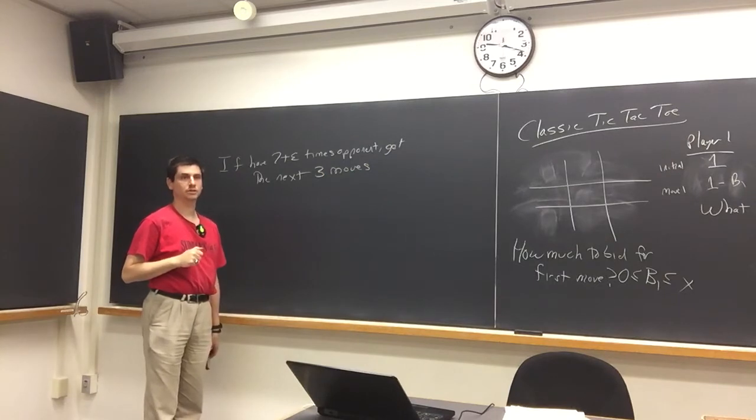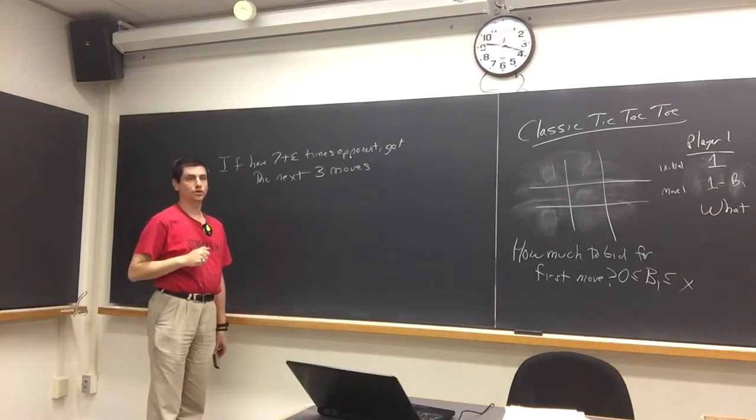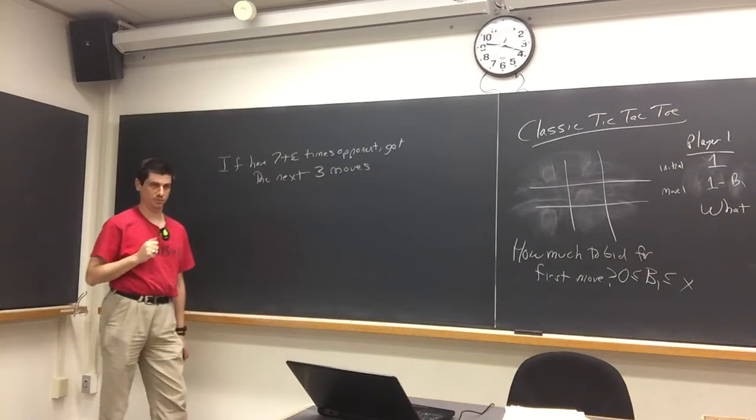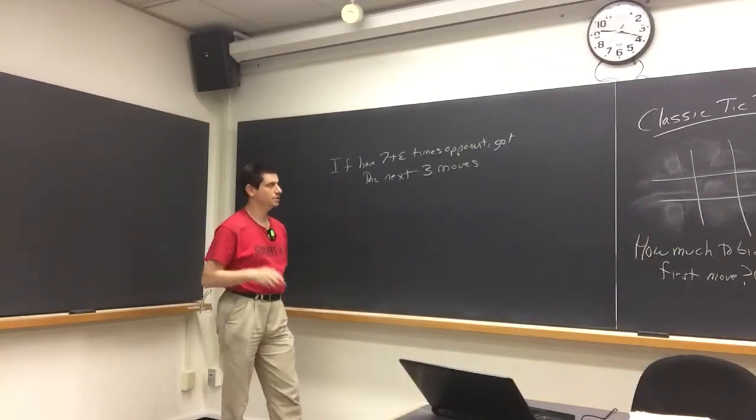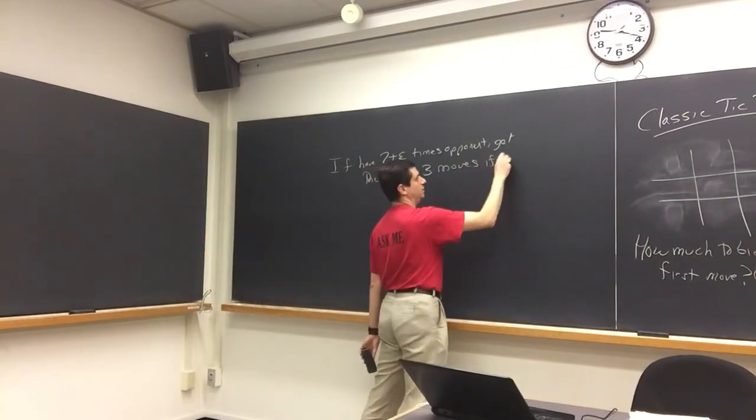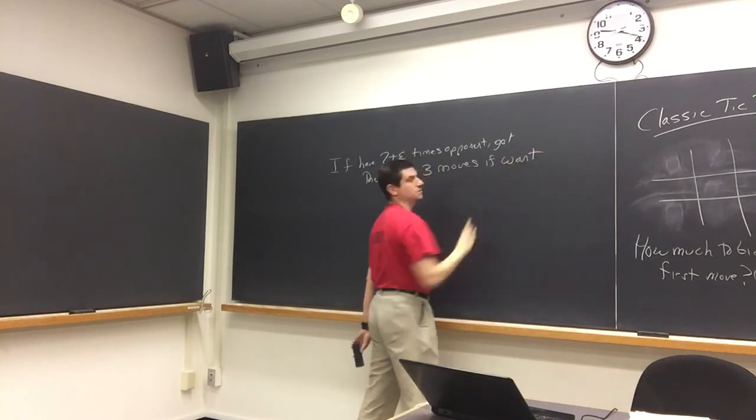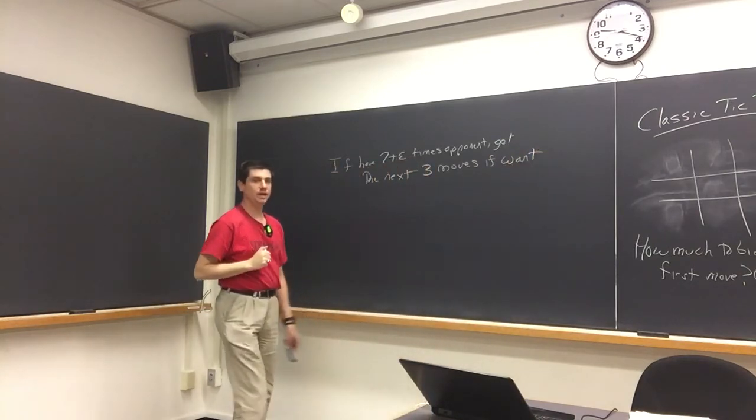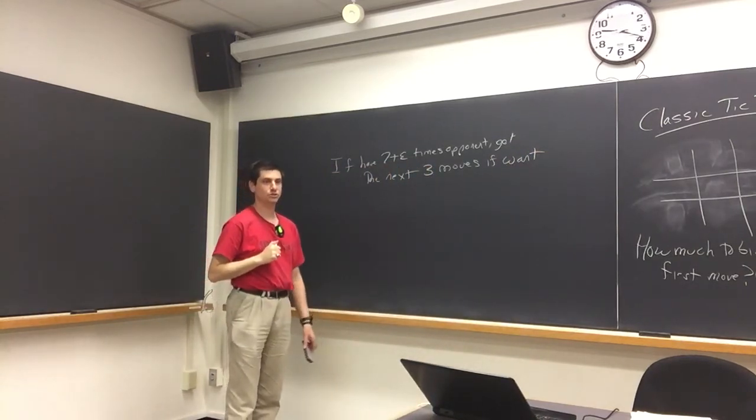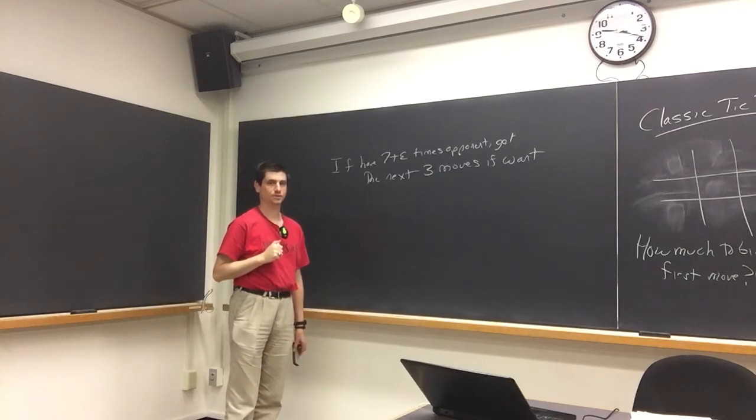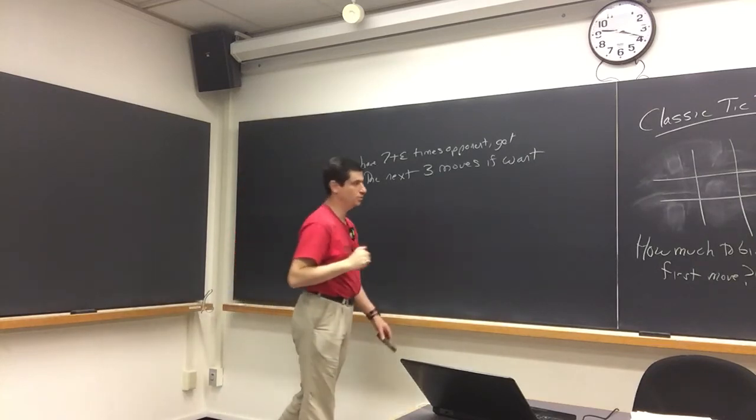I'm sorry? You don't have to take those next 3 moves. You don't have to, but you have that option. Okay, so we'll say if we wish, if we want. So then what would be the amount needed to get the next 2 moves? 3 plus epsilon. So would it be 3 plus epsilon?